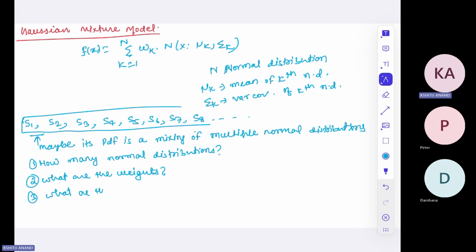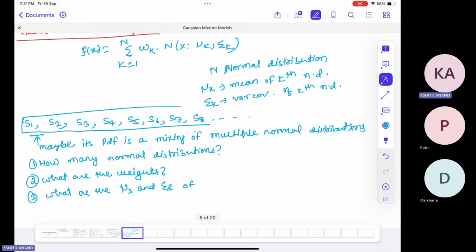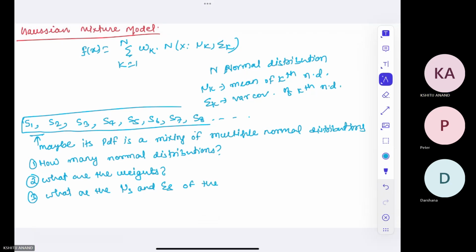What are the mu's and sigmas of these normal distributions? All the normal distributions will have a mean and variance. So you must answer what the mean and variance of each normal distribution are. Okay, so I think we have exactly framed the problem that we want to discuss.